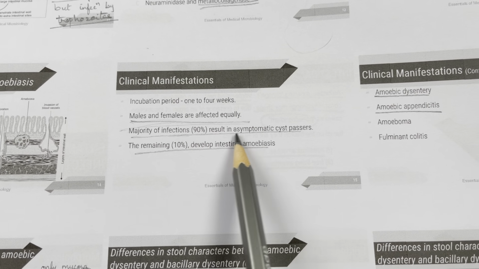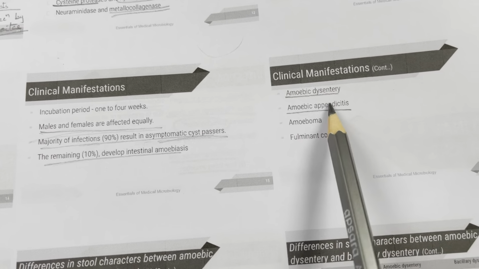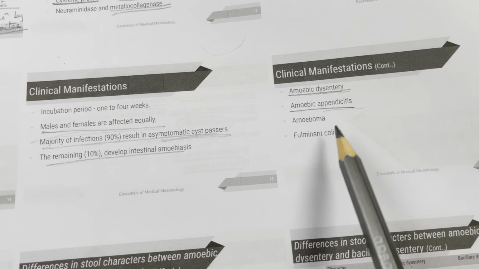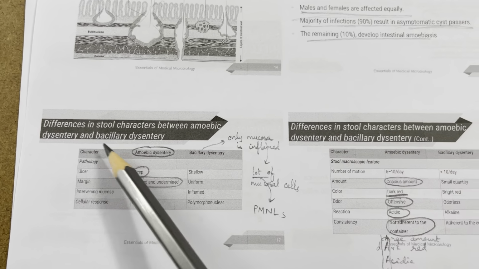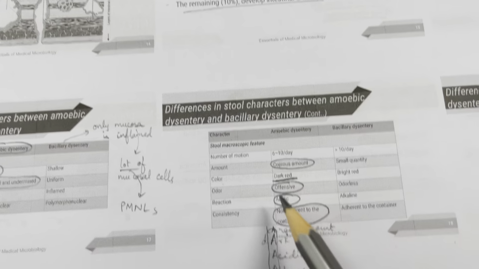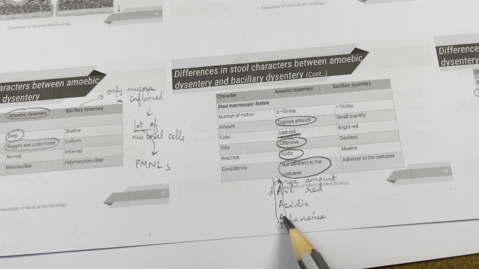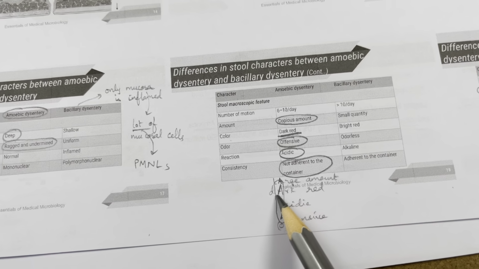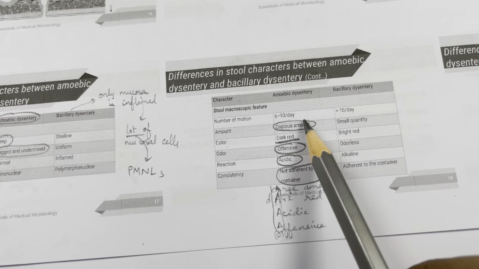So clinical manifestations, males and females are affected equally. Majority of infections result in asymptomatic cyst passers. Remaining develop intestinal amoebiasis. So clinical manifestations are dysentery, appendicitis, amoeboma, etc. So here are differences between amoebic and bacillary dysentery. Remember A. So amoebic, there is A. So A for acidic, A for offensive. Next, A for dark red, and then A for large amount of stool.